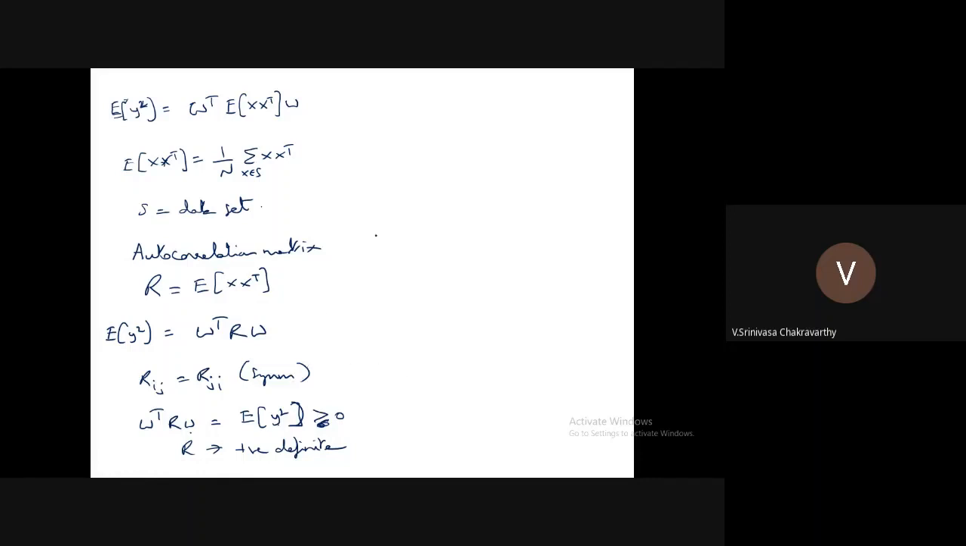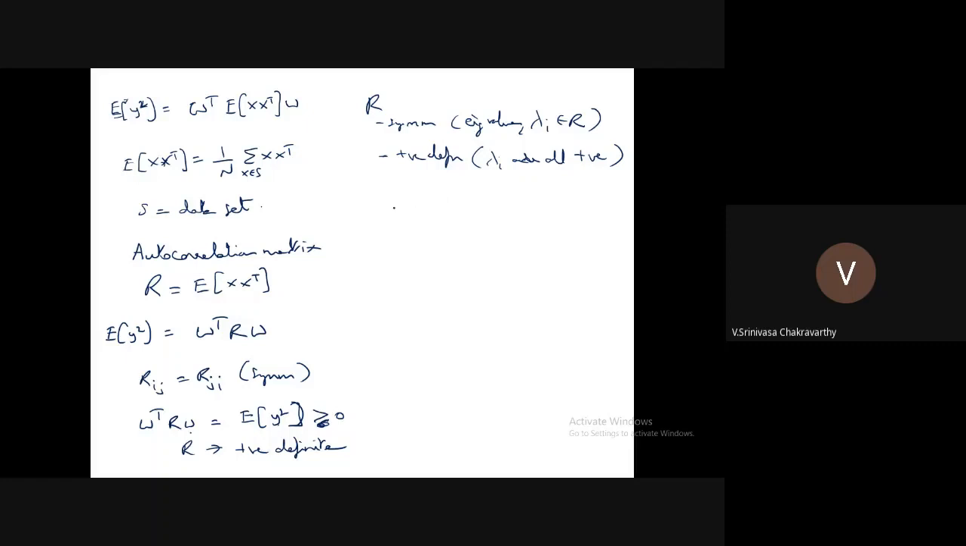So from this, we learn that since R is symmetric, the eigenvalues lambda i are real, and since R is positive definite, the eigenvalues are all positive. So these are very useful properties. We'll use them later.